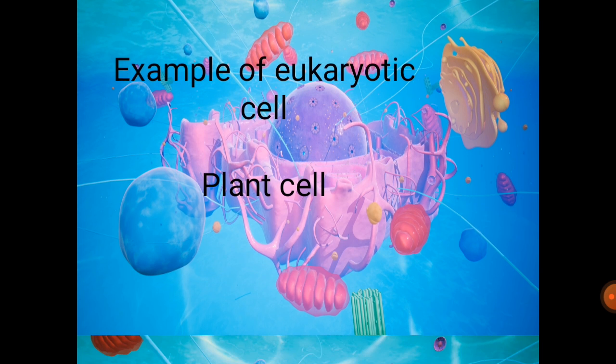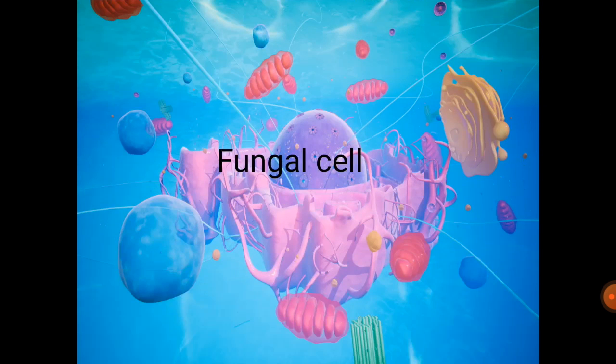Next example is the fungal cell. Like plant cells, fungal cells also have a cell wall, but their cell wall is made of chitin, the same substance found in insect exoskeletons. Some fungi have septa, which are holes that allow organelles and cytoplasm to pass between cells. This makes the boundaries between different cells less clear.